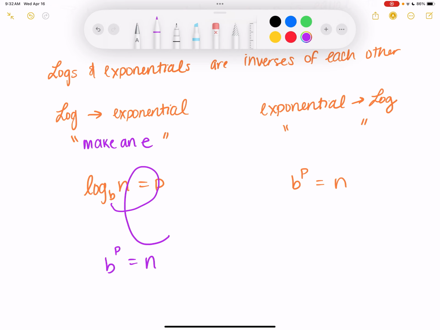Well, that leads into, if I'm doing an exponential to a log, anybody want to guess? It goes back to a fancy L. We make an L. They're both L's, one's cursive.